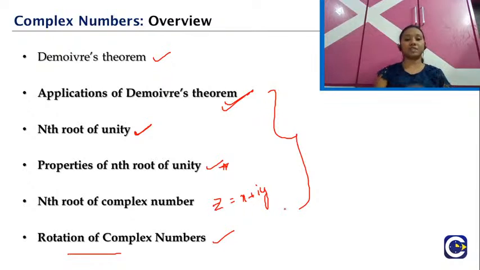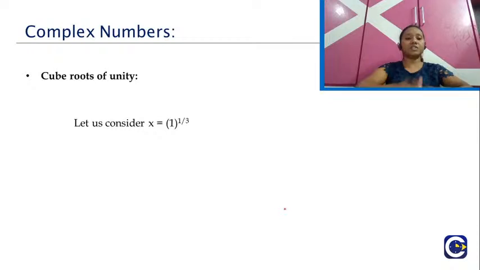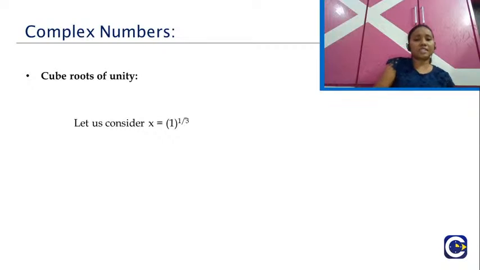So let's start with the first concept of today's session, the application part of De Moivre's theorem, which is nothing but the cube roots of unity. Basically, what is this cube root of unity? For that, first we are going to consider x = 1^(1/3). What does this power 1/3 represent?